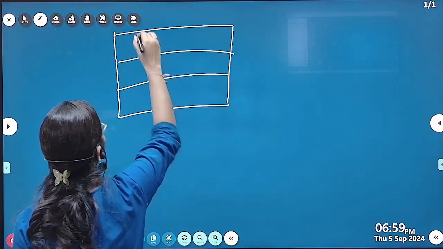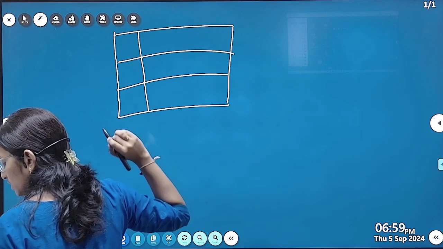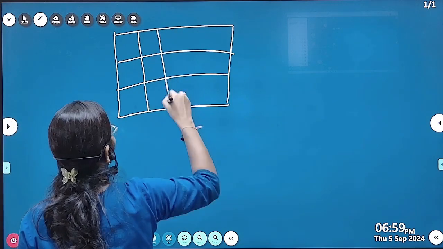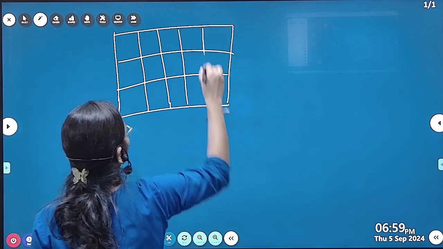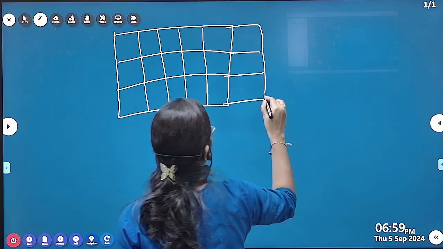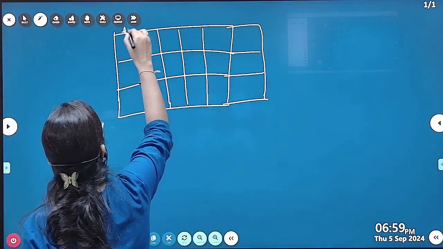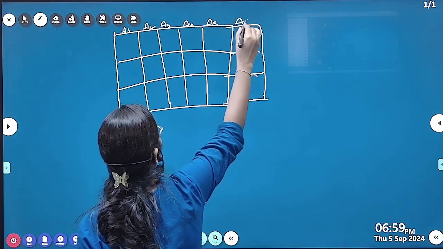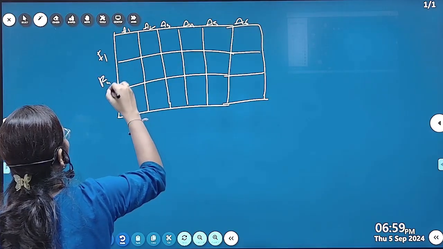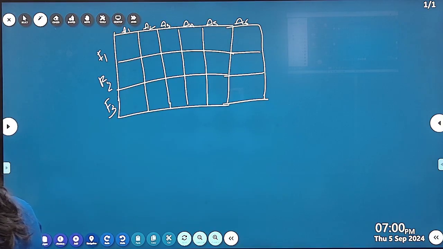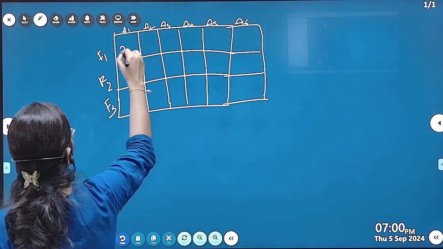1, 2, 3. So do it if you want, you can do it on your own. Try it. 1, 2, 3, 4, 5, 6. So this is A1, A2, A3, A4, A5, A6, F1, F2. So what's the values? So it's 2, 0.